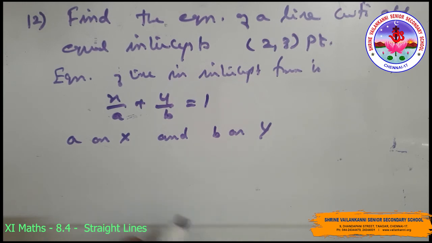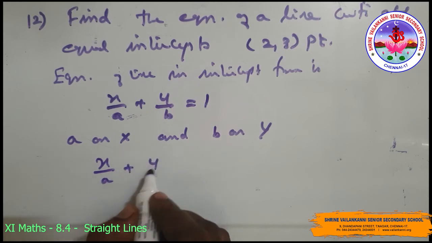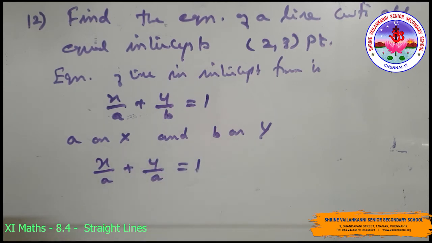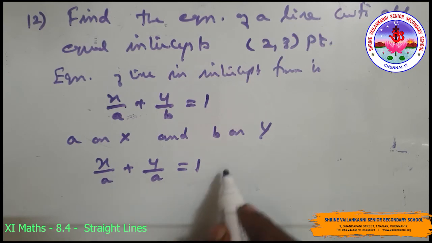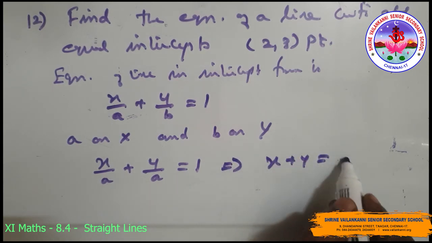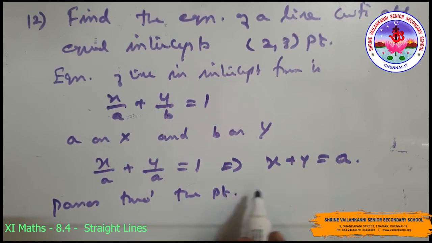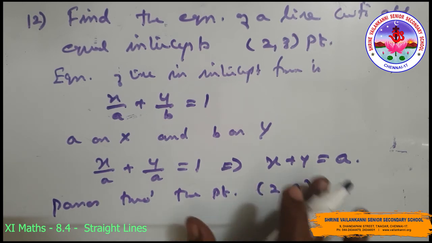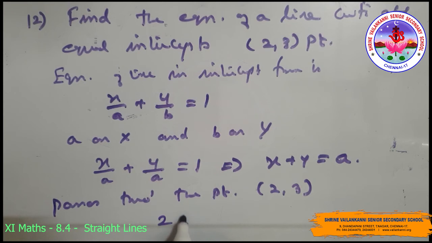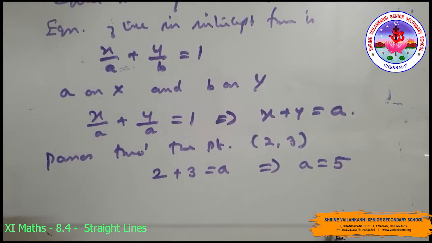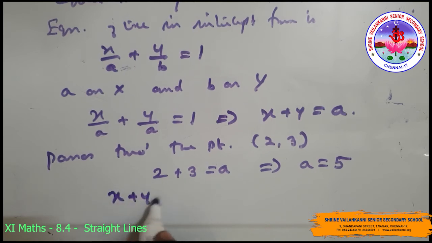This means that x by a plus y by a equals 1, since a equals b. So we get x plus y equals a. So this given line passes through the point (2, 3). Then this equation becomes 2 plus 3 equals a, which implies that a equals 5. Substituting a equal to 5 in the required equation, the equation of the line will become x plus y equals 5.